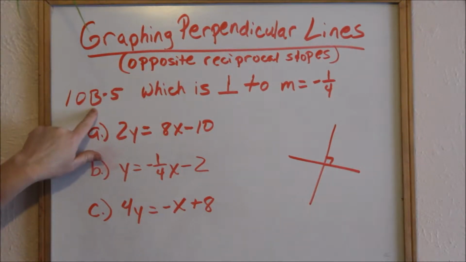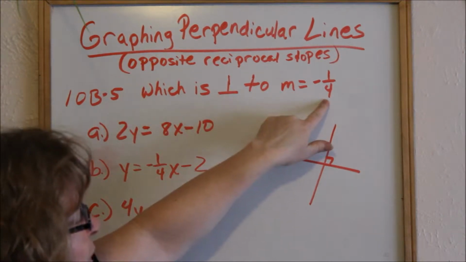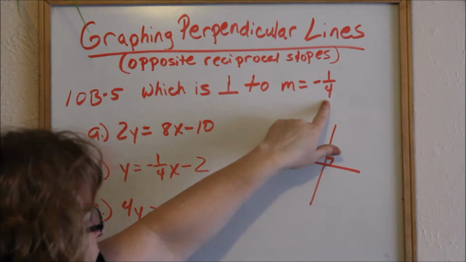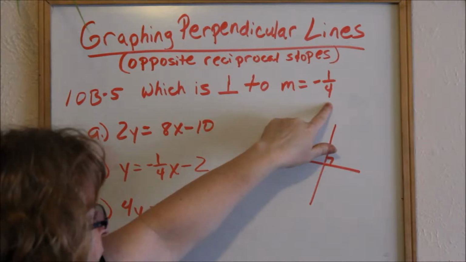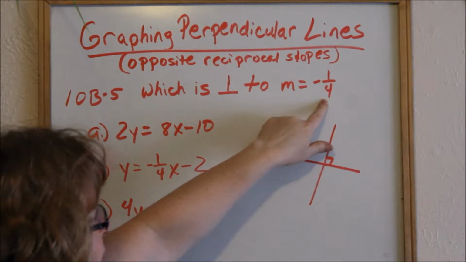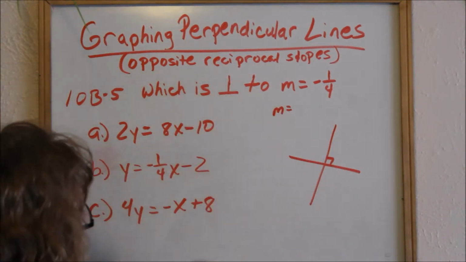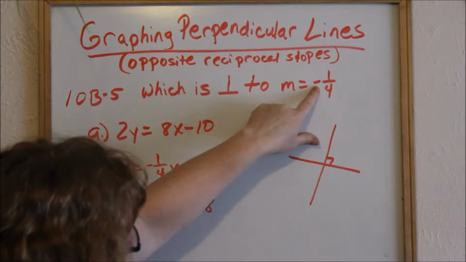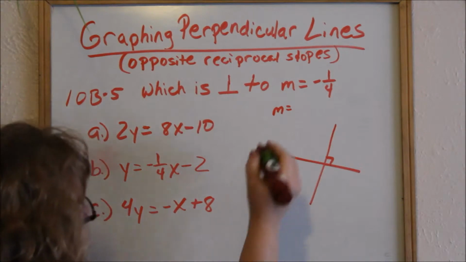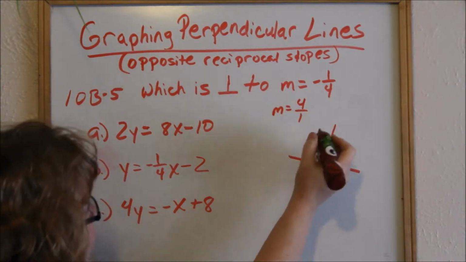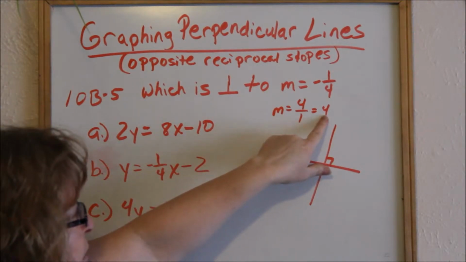So like in 10b5, they want to know which is perpendicular to a slope of -4. That was your original line somewhere else on the page. So you have a slope of -4. What is perpendicular to that? Perpendicular lines have opposite reciprocal slopes, opposite sign. So we know our new slope is going to be the opposite sign of negative, which will be positive, and we want the reciprocal of 4. Reciprocal means just flip it around. So the reciprocal of 4 is 1/4. So we are looking for slopes of 1/4.